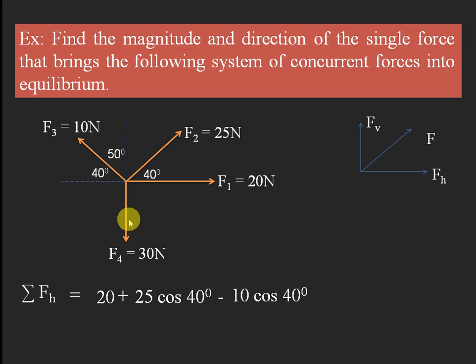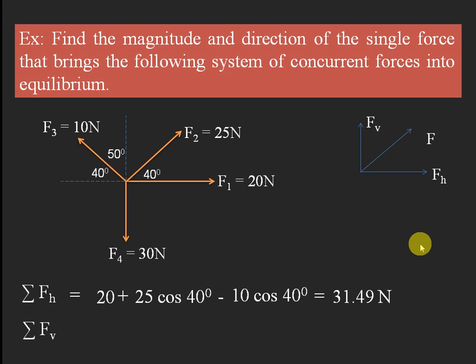So F4 is already acting along the y-axis. That means there will be no horizontal component for it, because it is already in a vertical direction. Whenever a force acts in the vertical direction, its horizontal component will be 0 because there is no inclination with respect to y. So like that there will be no horizontal component for F4. Finally, these are the values required for finding the horizontal component, which will be equal to 31.49 newtons. Use the calci for solving this equation, so automatically we will get a positive value of 31.49 newtons.